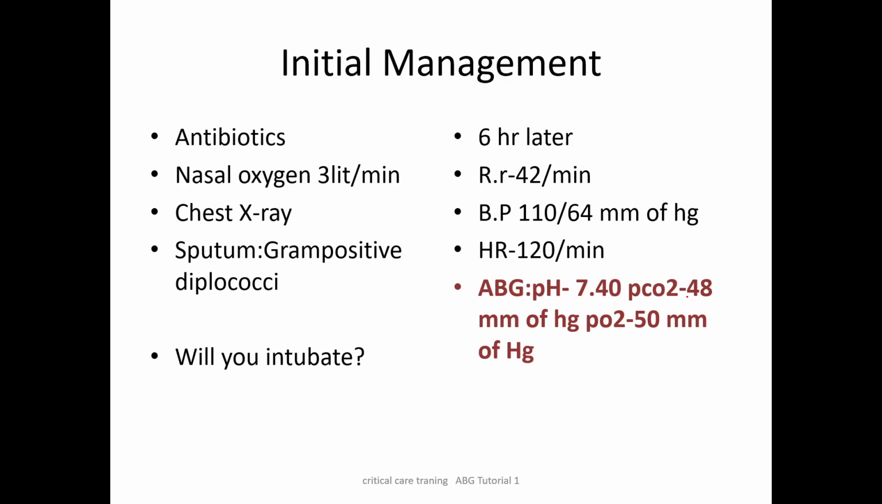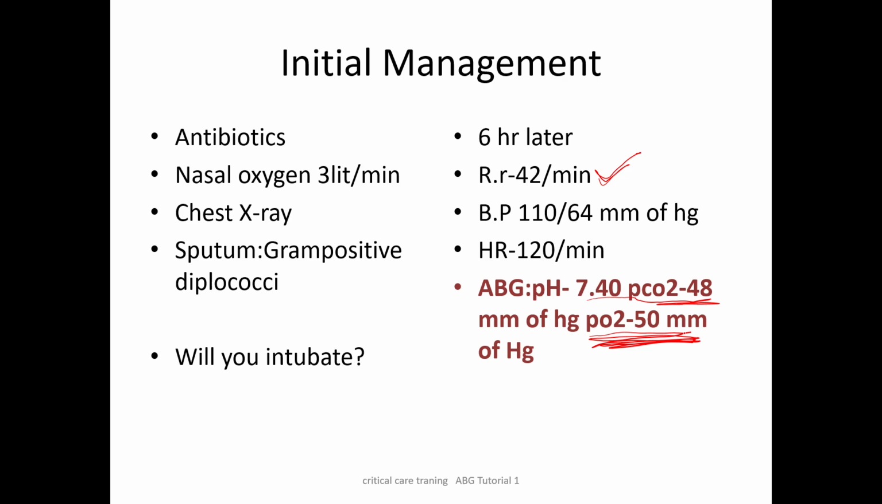Initial management: the patient was started on antibiotics, PO2 was low, so we started nasal oxygen, chest x-ray was advised, and sputum was sent for gram stain, which showed gram positive diplococci. Six hours later, what is the situation? The respiratory rate has become 42, so she has become more tachypneic, BP is normal, heart rate is 120 per minute, and ABG was done. The ABG is pH 7.4, PCO2 48, and PO2 50.